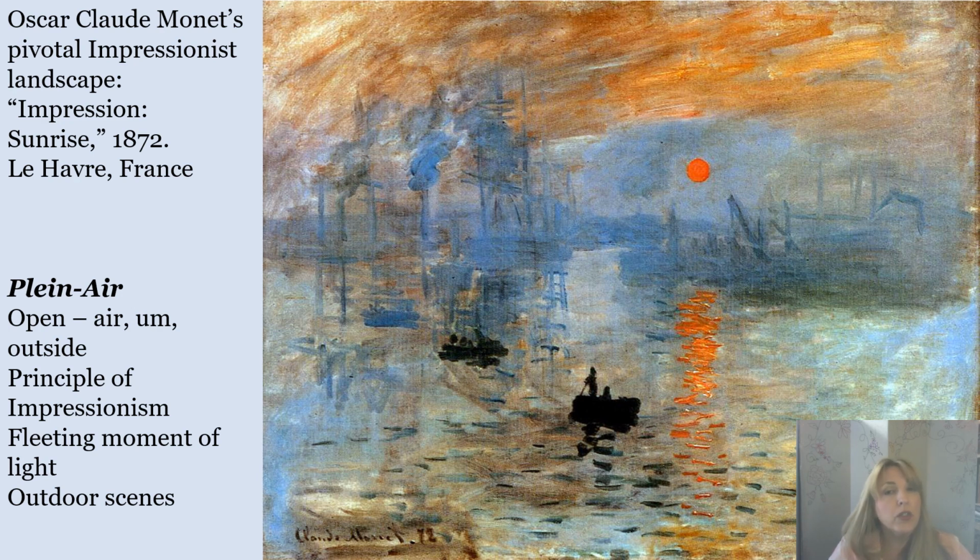This is Claude Monet's pivotal Impressionist artwork. It shows up in so many art surveys. Impression, Sunrise, 1872, has a scene with no real strong discernible foreground, middle ground, and background.